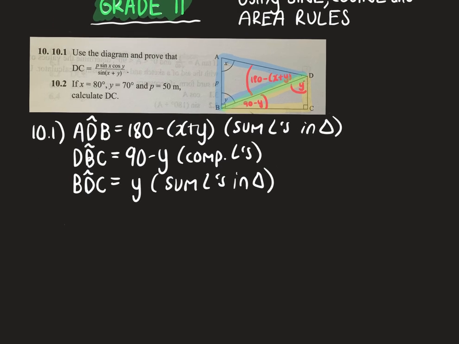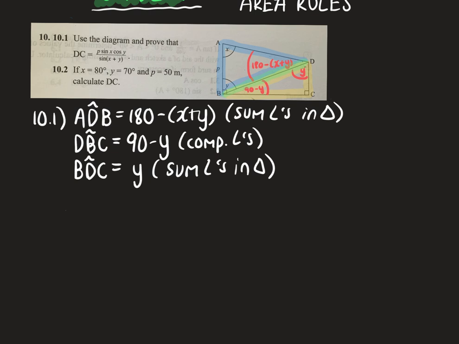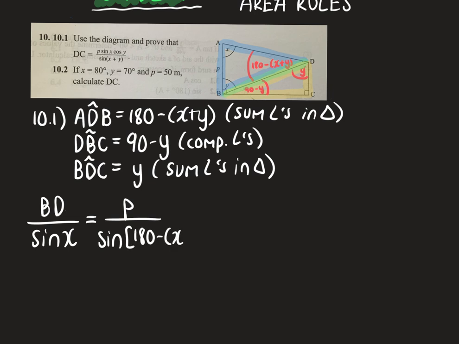Let's look at the scenario as well. The rule that I'm going to be using is the sine rule, because I have a side and the angle opposite that side, and I also want to work out a side and I've got the angle opposite the side that I want to work out. So we always start off with our unknown. So BD over sine of X, which is the opposite angle to BD, equals P over sine of 180 minus X plus Y.